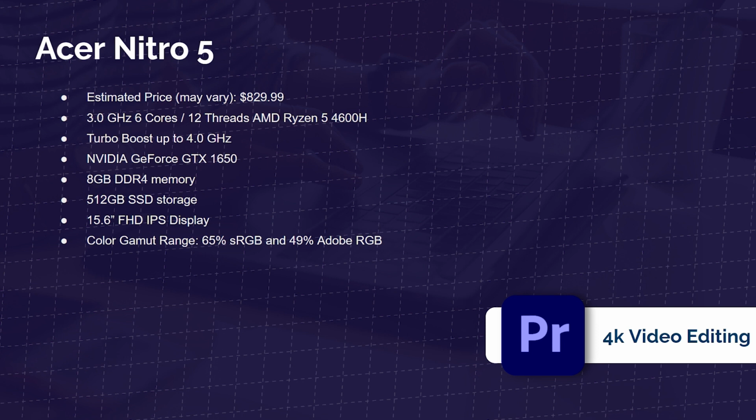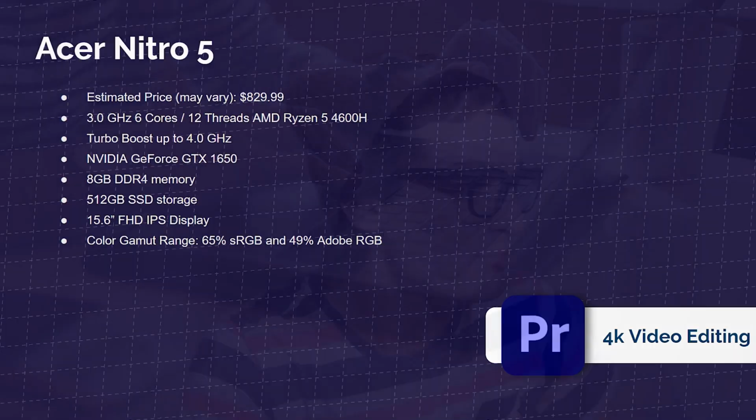Has 8 gigs of memory. I'd recommend upgrading that to 16 to get the most out of this laptop. 512 gig SSD, but unfortunately, we still see that 65% sRGB and 49% Adobe RGB, so that low color accuracy is still here. Really below the $1,000 price point is when we see these lower color accuracies. Once you start moving above $1,000, we'll start to see more improvements on the color accuracy.